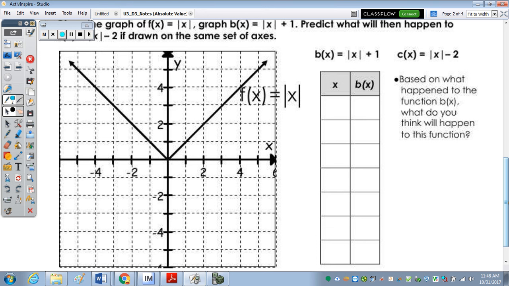So reading the directions, I realize it's under the record button. It says, given the graph of f(x) equals absolute value of x, which is already graphed, predict what will happen to a new function that they're labeling c(x) if it's the absolute value of x minus 2. Okay? If it's drawn on the same set of axes. Okay? I skipped a part, though, where it said to graph b(x), which is absolute value of x plus 1. And then we're going to predict what will happen.